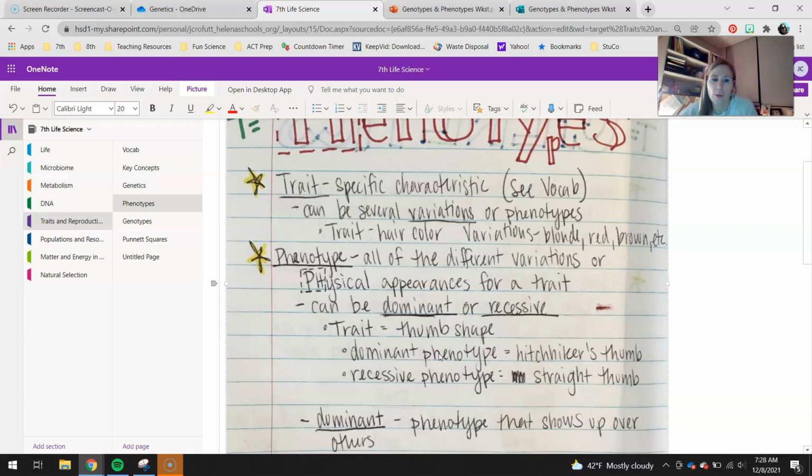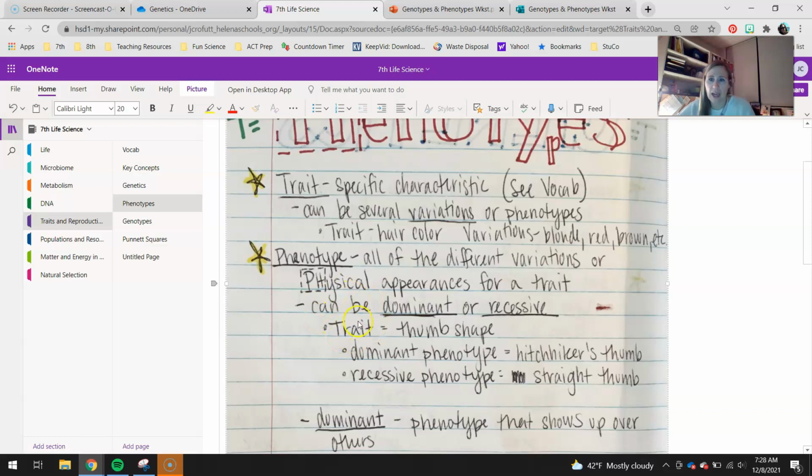If those two are competing, we'll see the dominant show up and the recessive will not show up, but that doesn't mean they can't be a carrier for the recessive. So all of the variations, or the physical trait appearances for a trait, are the phenotype, and they can be dominant or recessive.